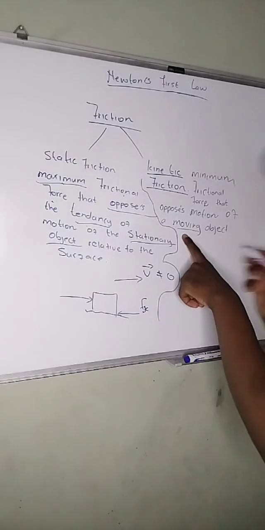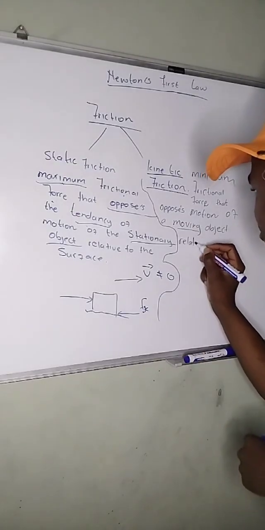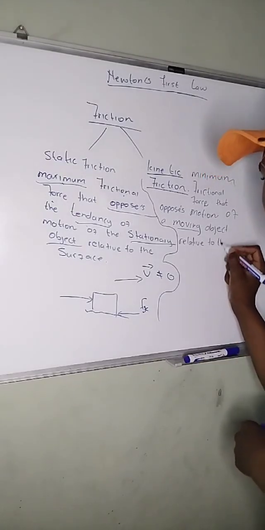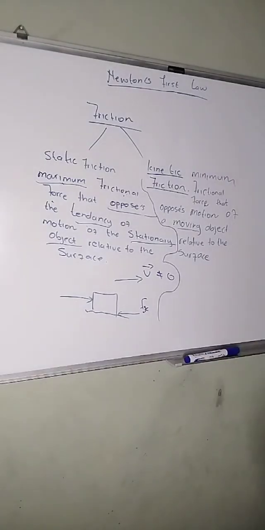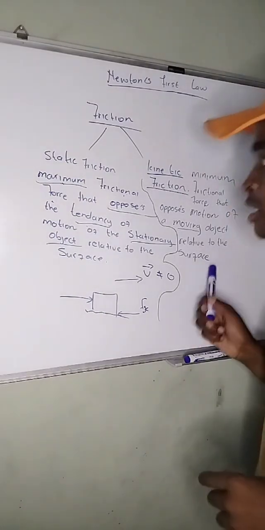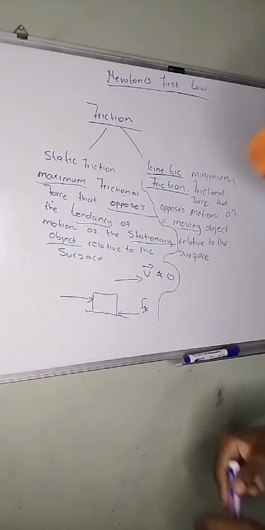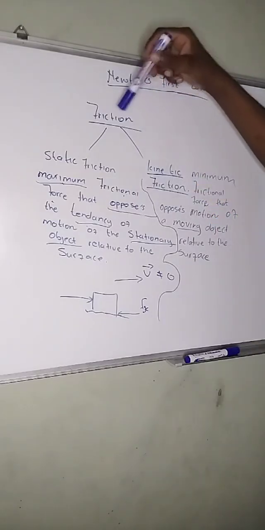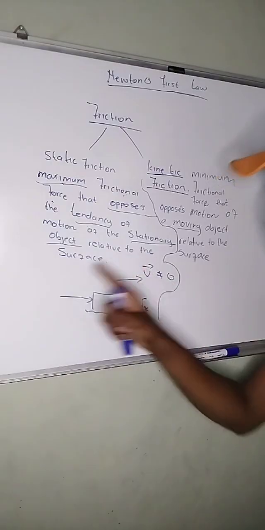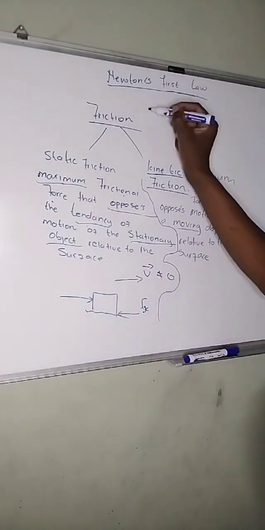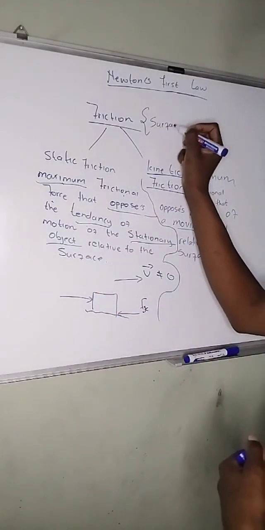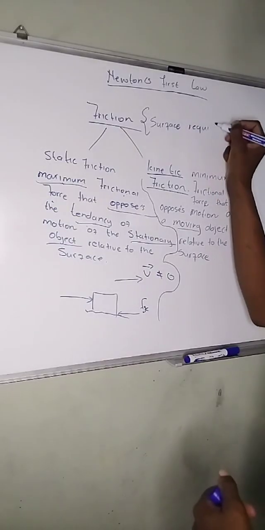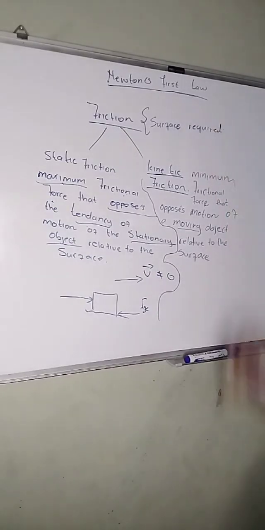Here, the object is moving relative to the surface. Right? It means in order for us to have frictional force, you can see at the end, relative to the surface. It means what do we have to have? The surface is required.